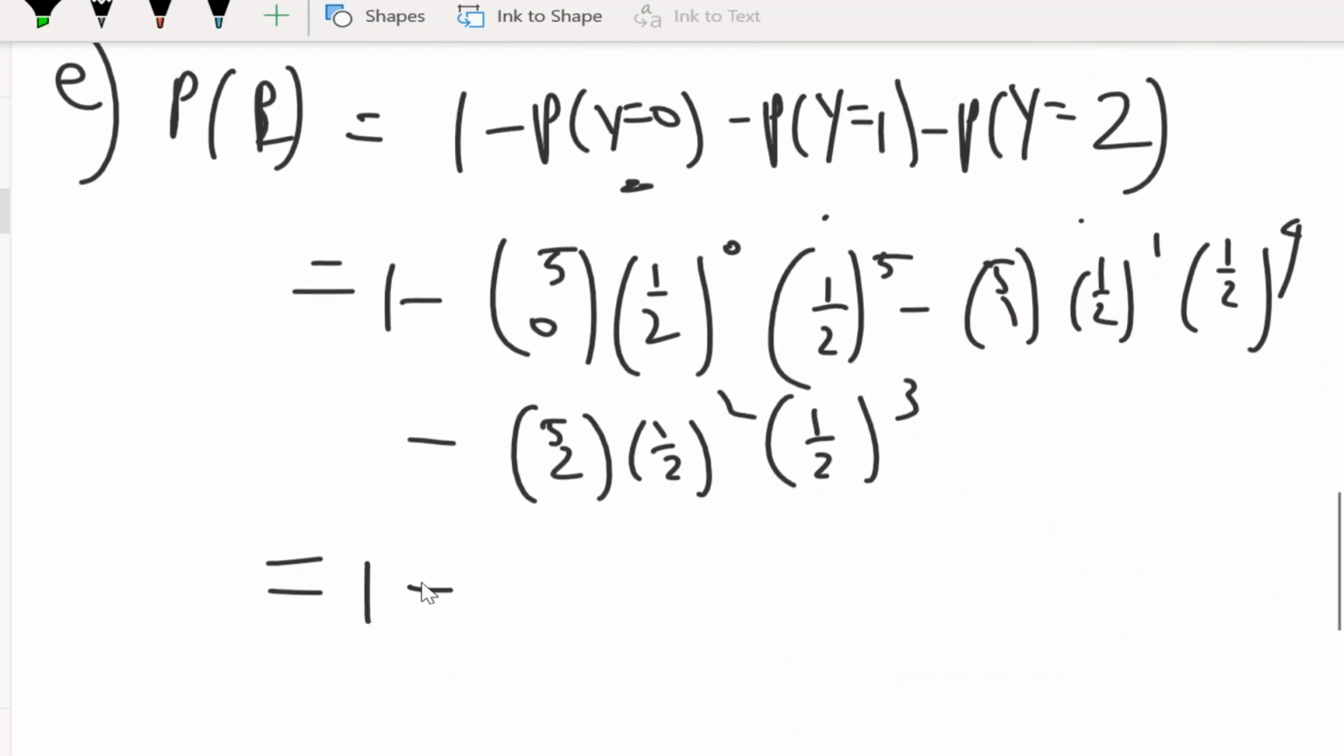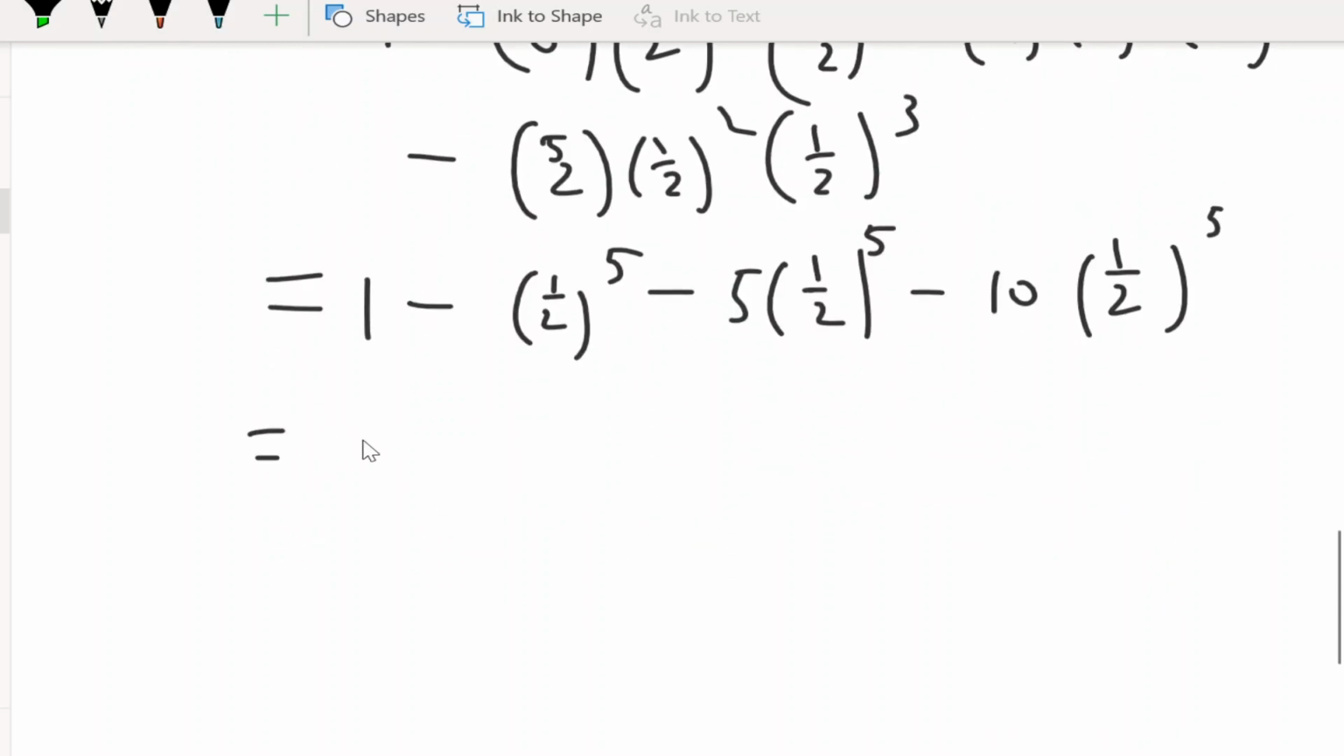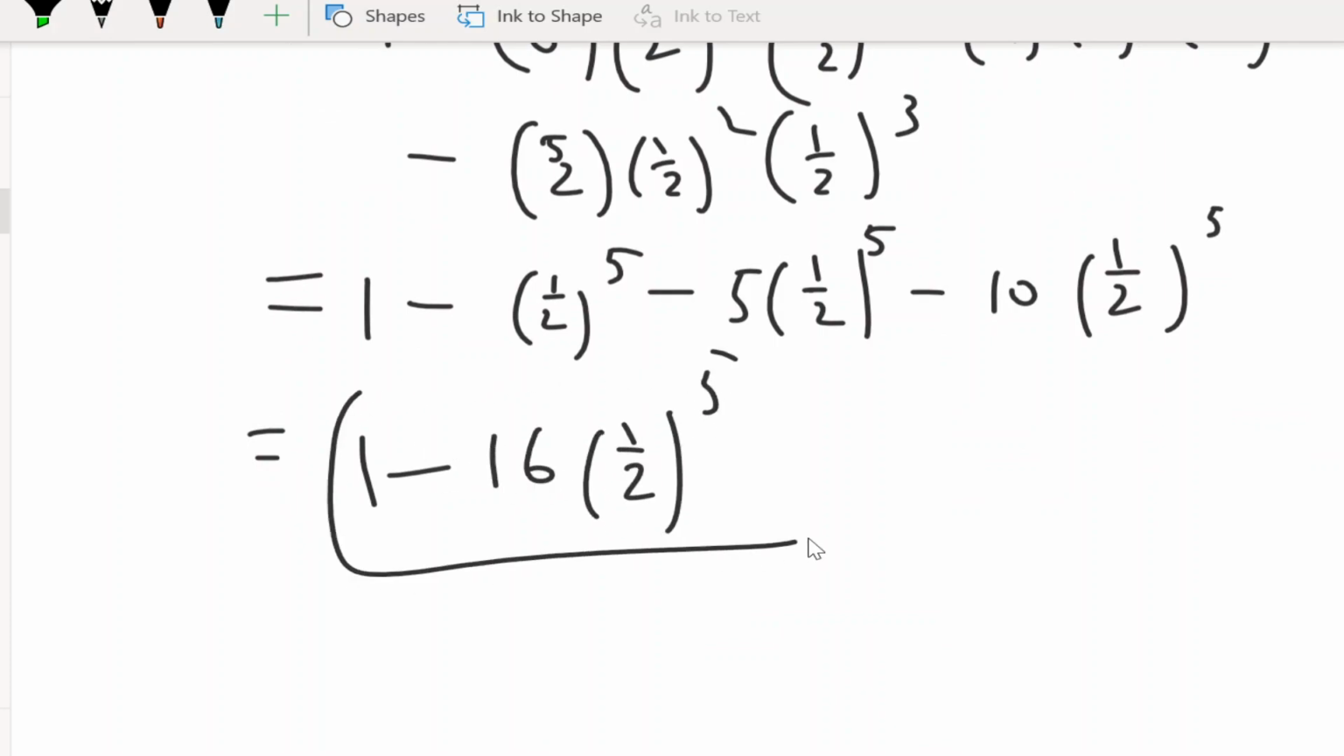I guess we can simplify that. So 1 minus half to the fifth, minus 5 times half to the fifth, minus, then 5 choose 2 is 5 times 4 over 2, so that's 10. So minus 10 times half to the fifth. So our answer is 1 minus 16 times half to the fifth. Yeah, alright, cool. I hope that was somewhat helpful.